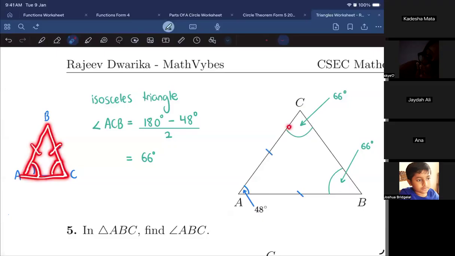So look at this diagram. What are the equal sides here, Joshua? 66. Oh, 66 is our angle. The equal sides will be AC and AB. That confusing, yeah?